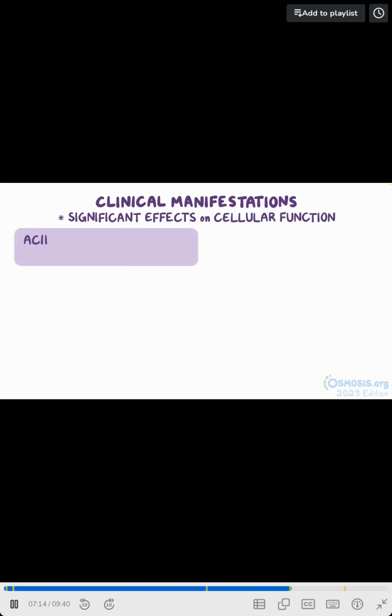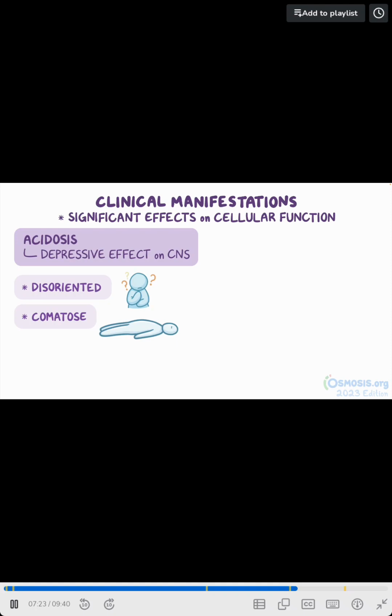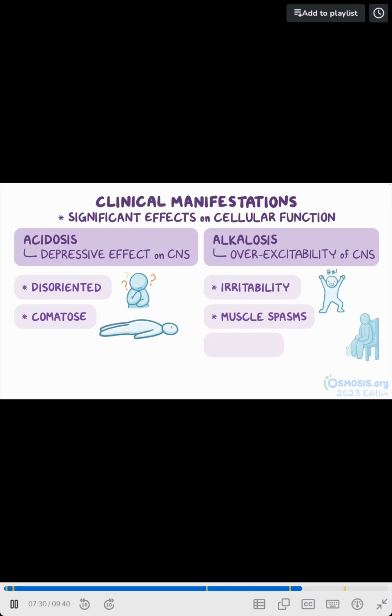Now, small changes in pH can have significant effects on cellular function. First, acidosis has a depressive effect on the central nervous system, or CNS. So clients who are acidotic often become disoriented and even comatose. In contrast, alkalosis can cause overexcitability of the CNS, which can manifest as irritability, muscle spasms, or seizures.